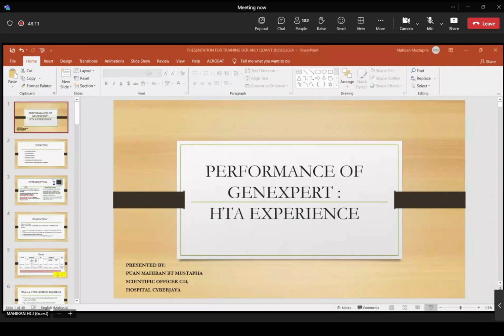So a short introduction for CML. CML ni most common hematologic malignancy and accounts for 15 to 20% of all cases of leukemia. So CML ni sebenarnya dia reciprocal.